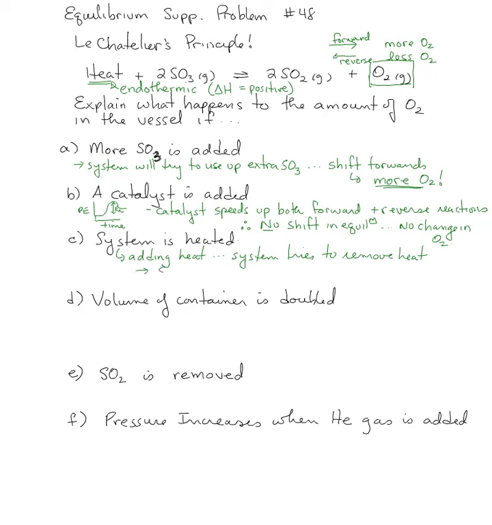forward direction. In shifting forwards, the heat will be a reactant, and some of the heat that we're adding will go into making products, and so the temperature will lower. So shifting forward, we will get, in the end, more O2 produced.